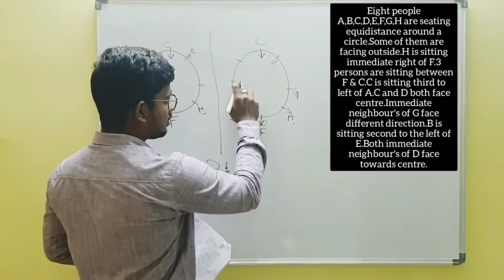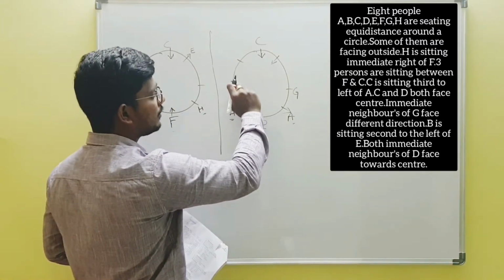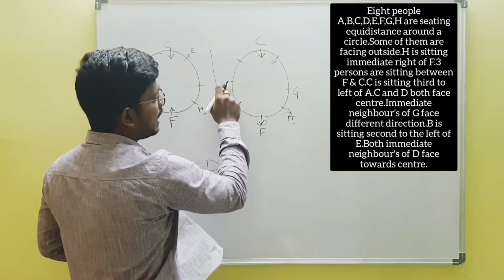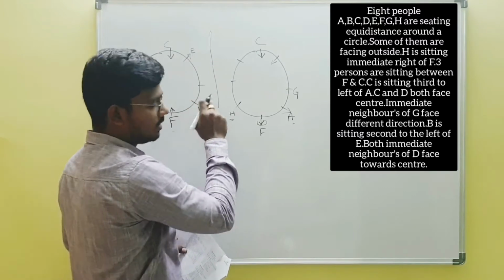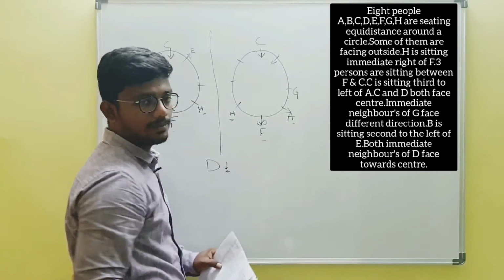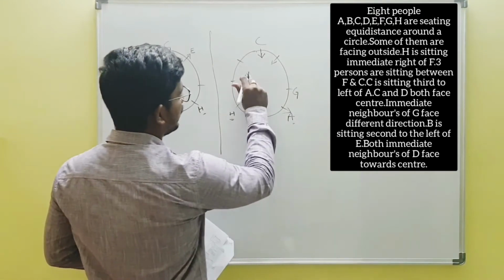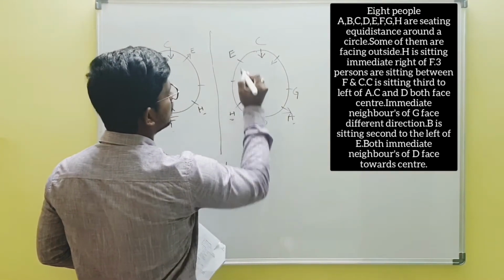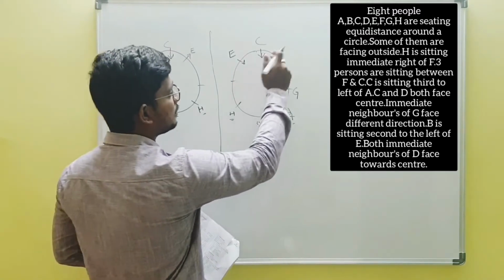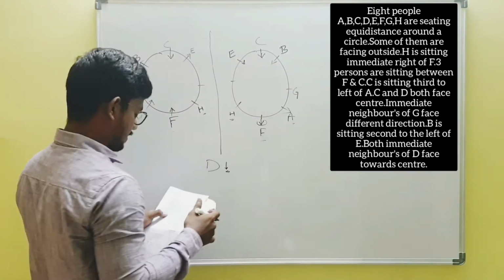If E is placed here and he faces inside the center, then second to the left of E becomes this part which is already placed with C, and if E is placed here and he faces opposite, in the outside direction, then second to the left of E becomes this part which is already placed with F, so it cannot be placed there. So here we have only one possibility, which is this part, and in this part also we have to place C inside the center, so that we can place B second to the left of E. So here E is placed.